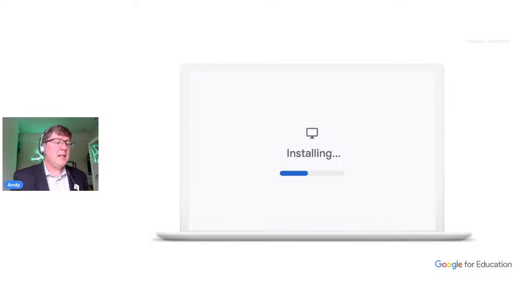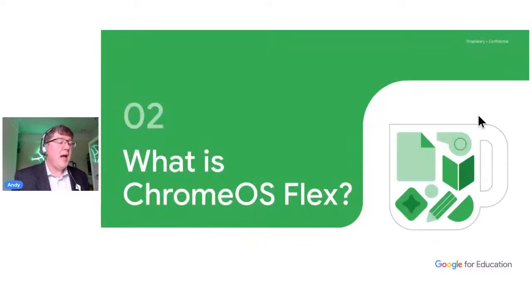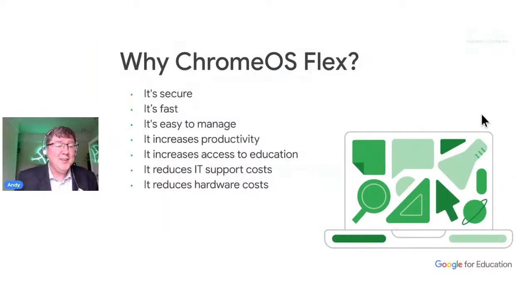So let's now have a look in a bit more detail at what it is and how it works. I've already mentioned it's a ChromeOS operating system that wipes the device and puts a new OS on it. But I suppose the question you might be asking is, well, why? Why would I want to use this on a device other than extending the life of that device? So these are some of the key features of ChromeOS Flex.